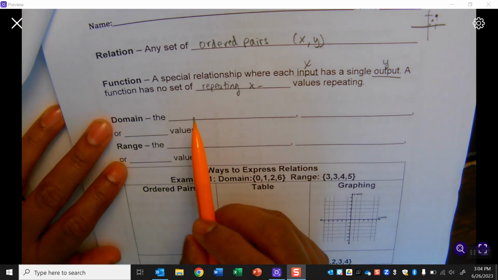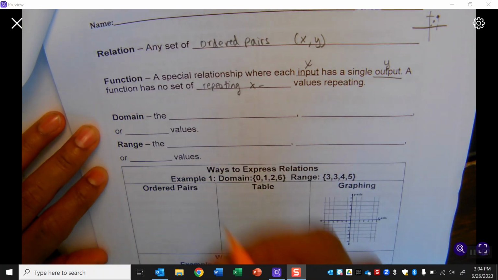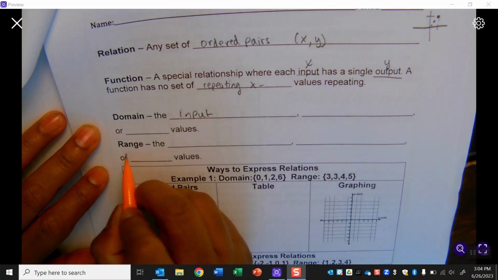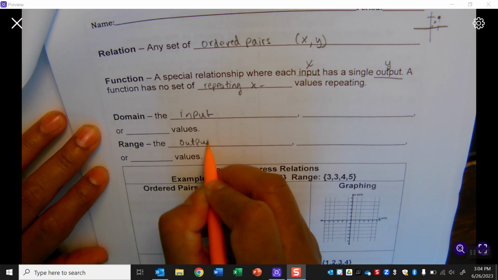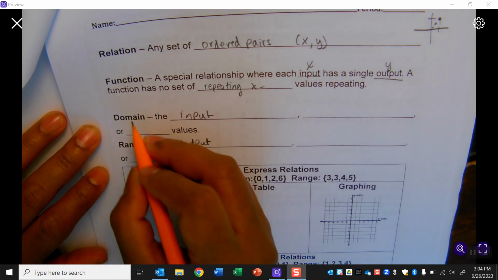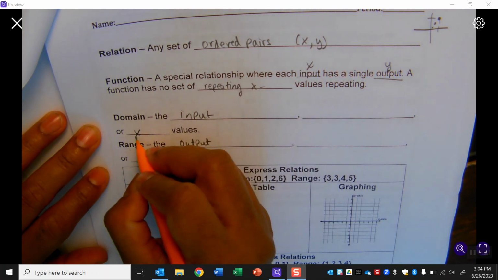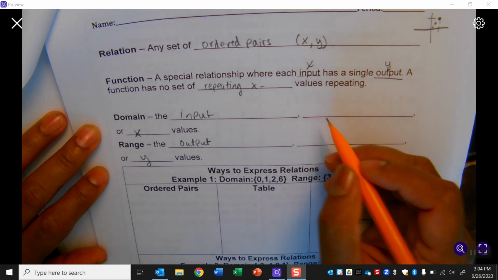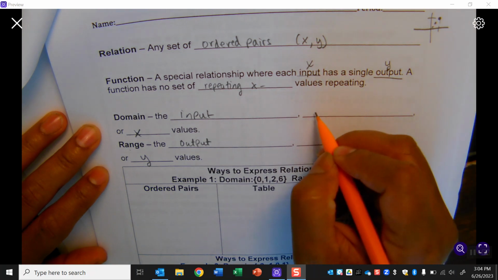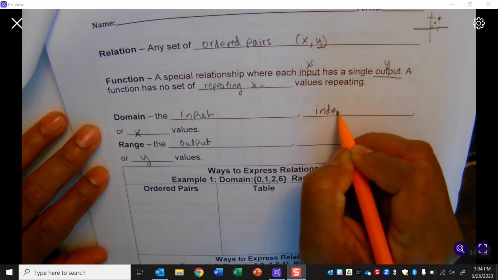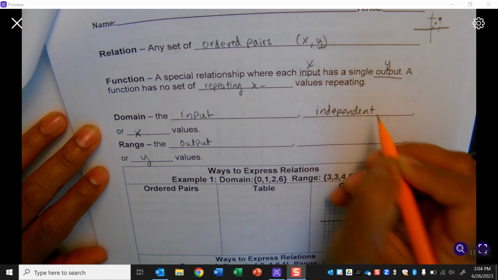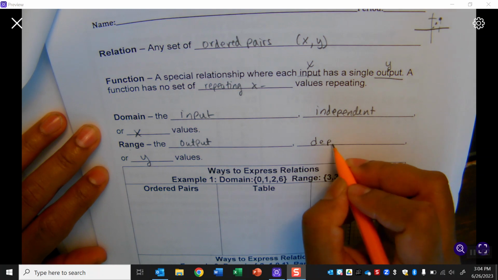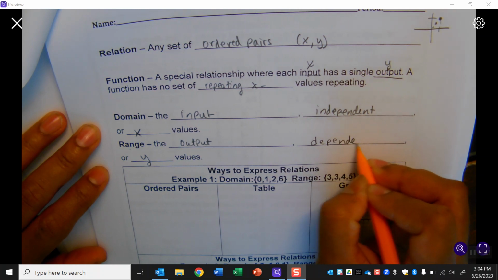Some other vocabulary is the word domain. Domain is the input, while the range is the output, which is what you're plugging in and what you're getting out. Domain is also your x values, while the range are your y values. And the other thing is domain is the independent variable, meaning it doesn't depend on anything, while the y value depends on the x value. So this is a dependent variable.